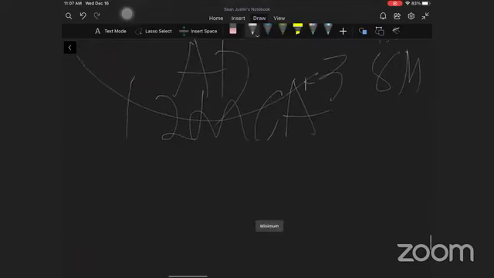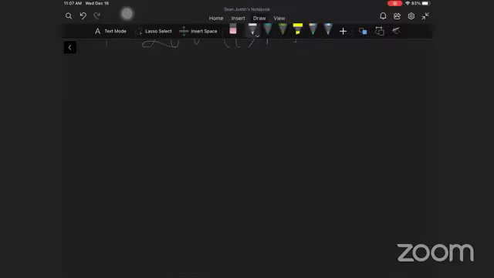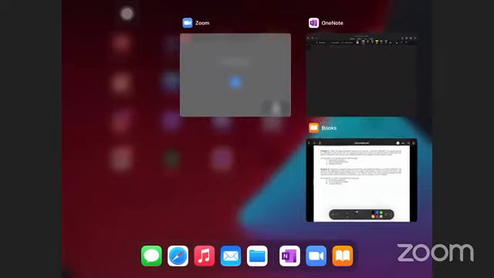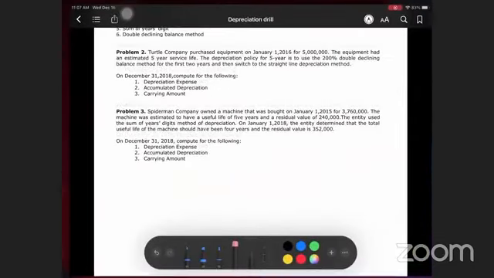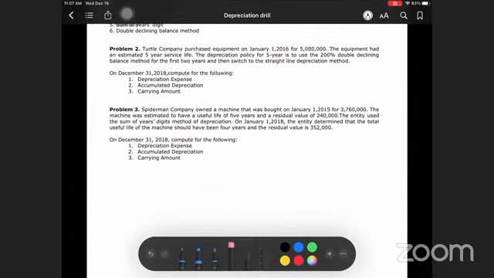Okay, so let's proceed with the last problem. Okay, murag depreciation na gyud ato na-discuss karon, no? So sige lang, importante man pud siya.